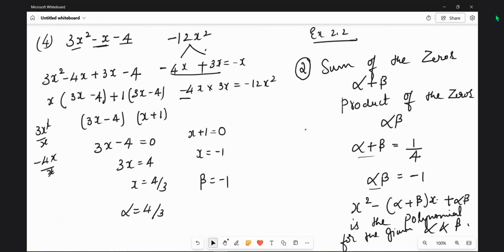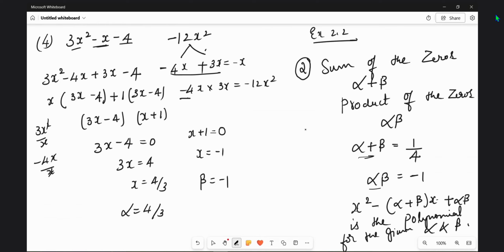See, first, whenever we get the polynomial, from that we used to find the zeros, that is alpha and beta. Now we know alpha and beta, then from that, how to write the equation. If you know alpha and beta, then we can get the polynomial, and that will be equal to x square minus of alpha plus beta into x plus alpha into beta.